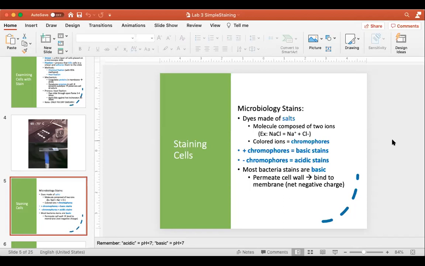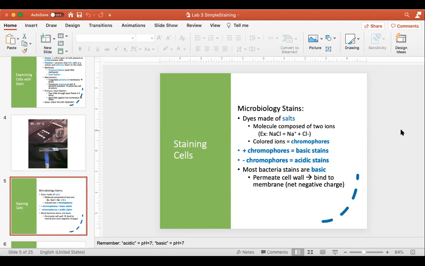Now, these stains that are made of different kinds of salts also have ions within them that are colorized. We give them a particular name. We call those ions chromophores. And I have the word written out for you here. Anytime you see that term chromo, think color. So a chromophore is a molecule that has color in it, natural color. And any salt that we can use as a stain is going to have an ion in it that has this natural color to it.